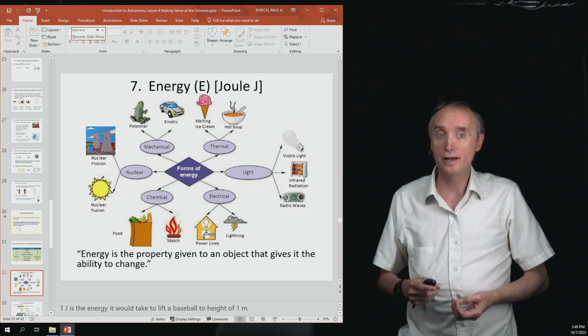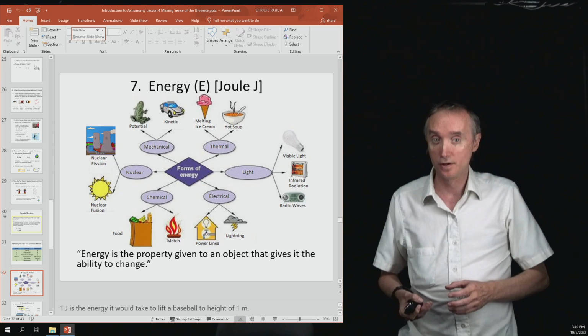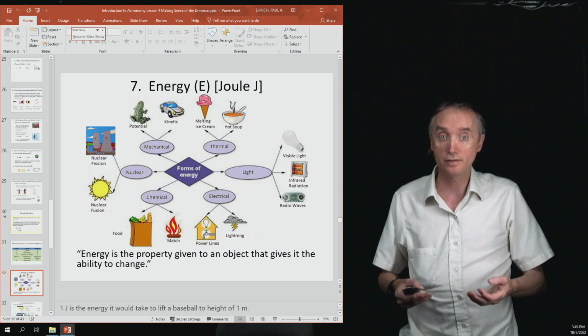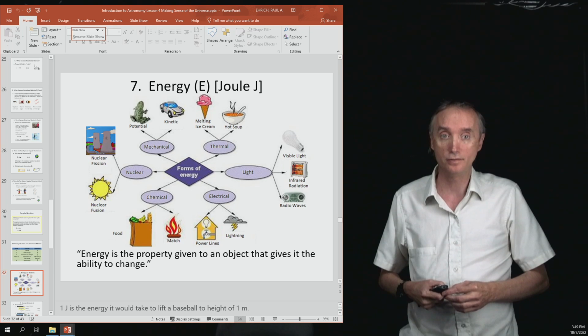You also have light energy. Now that's the big one. So we are definitely going to be talking about the energy that light contains. Radio waves have energy. Infrared light has energy, so that's infrared heat. And then also even visible light has energy.